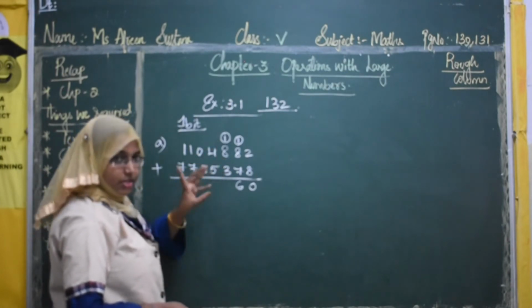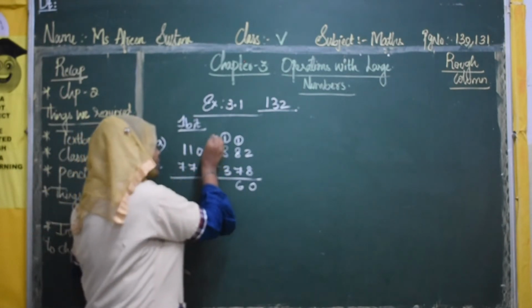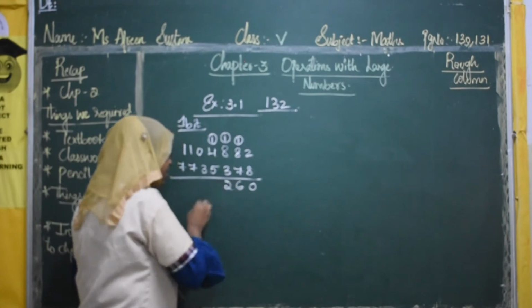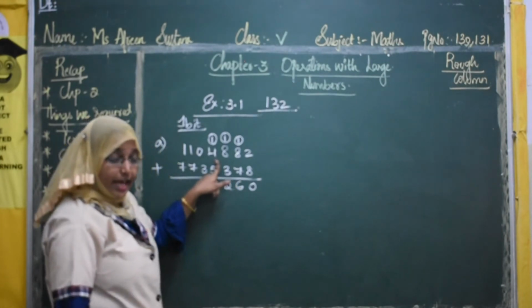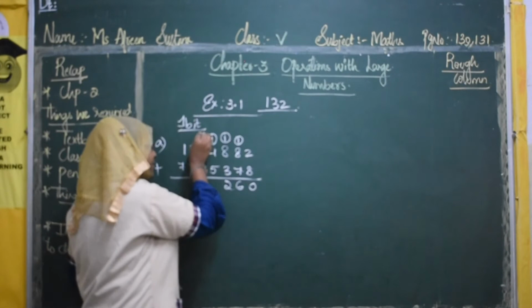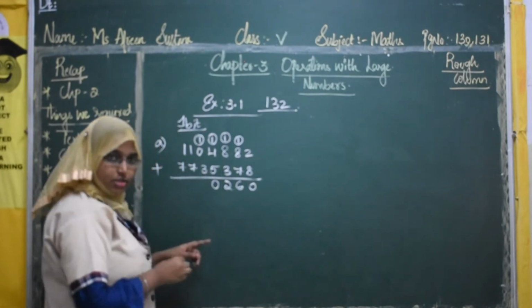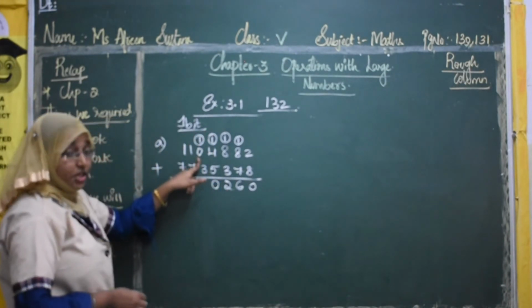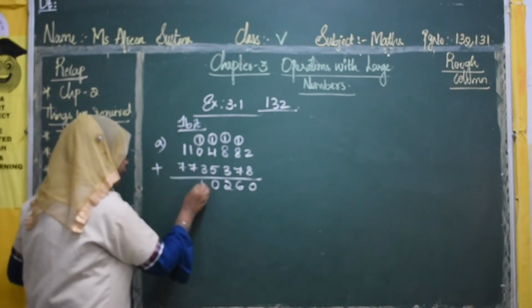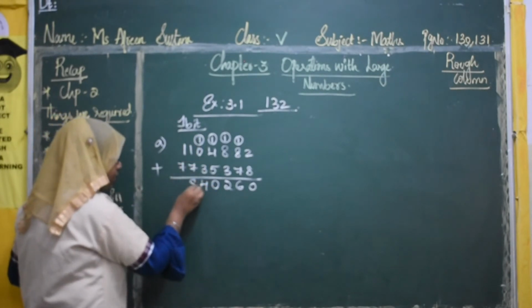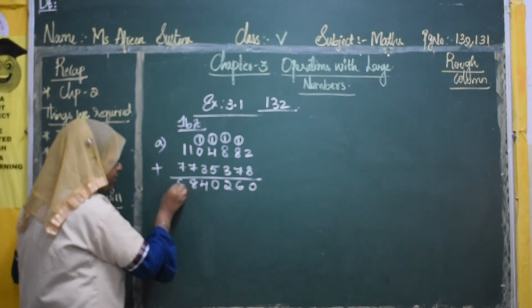9 plus 3, 10, 11, 12, right? So it is 12. 5 plus 4, 9. 9 plus 1, 10. 1 will be carry, 0 will be down. 3 plus 0, 3. 3 plus 1, 4. 7 plus 1, 8. 7 plus 1, 8.